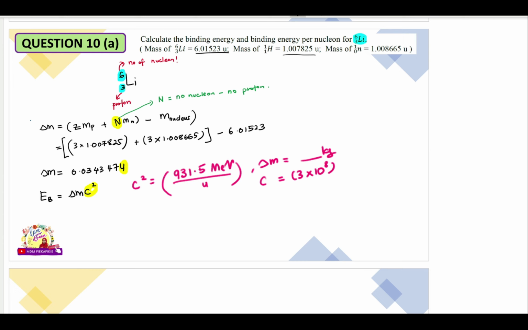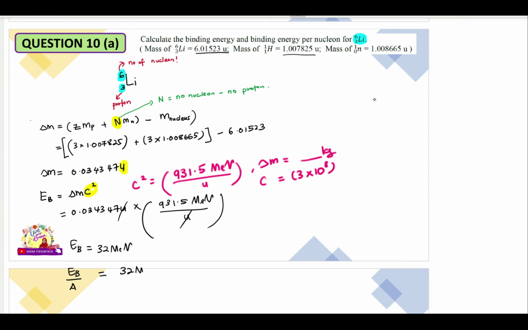So kita gunalah delta M kita dalam unit U. So 0.034347 U times C squared kita 931.5 mega electron volt over U. Dia macam tu. So U ni cancel. Okay. So finally nanti your binding energy you akan dapat nilainya adalah 32. Kan? Tapi soalan tanya binding energy per nukleon. So, kena bahagikan dengan nukleon number dia.